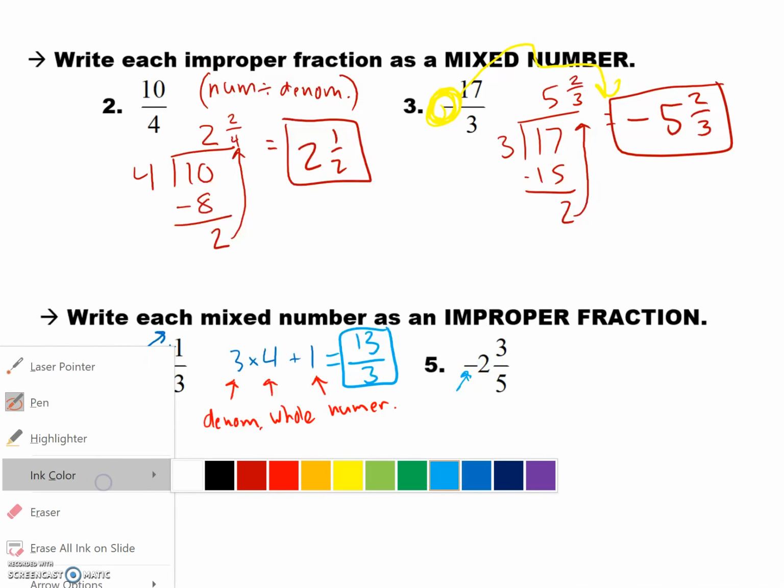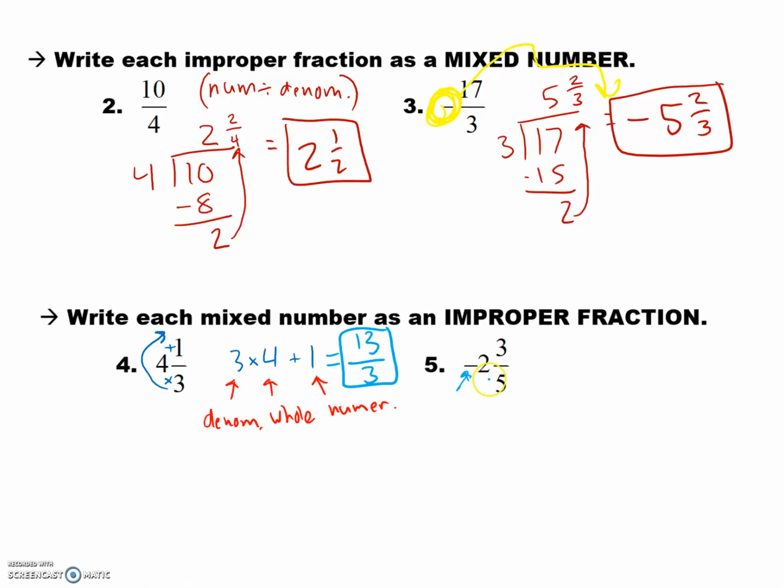All right, so let's go ahead and do 5 times 2 plus 3. And that gives us 5 times 2 is 10, plus 3 is 13 fifths. But don't forget, it's negative because of that negative in front.